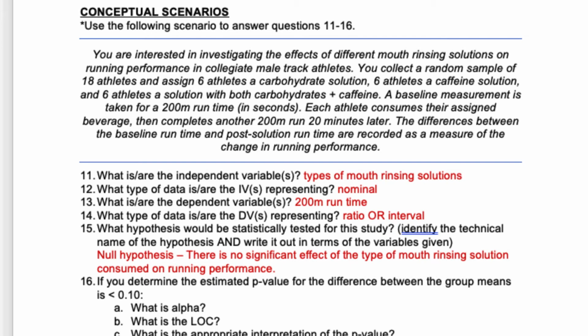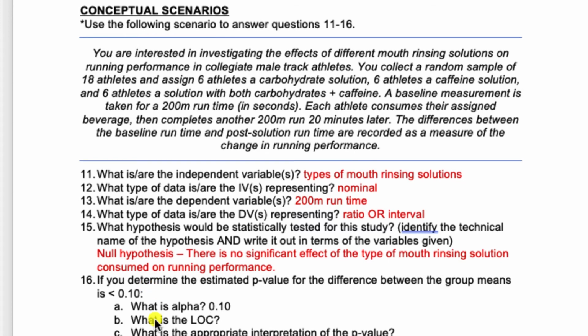Okay. If you determine the estimated p-value for the difference between the group means as p is less than 0.10, in this case, what is your alpha level? So recall that whenever we estimate a p-value, we are saying that the estimation part is p greater than or less than a certain alpha value. So the value that's listed after this greater than or less than operation is going to be the a priori alpha that you have already chosen. So in this case, alpha would be equal to 0.10.